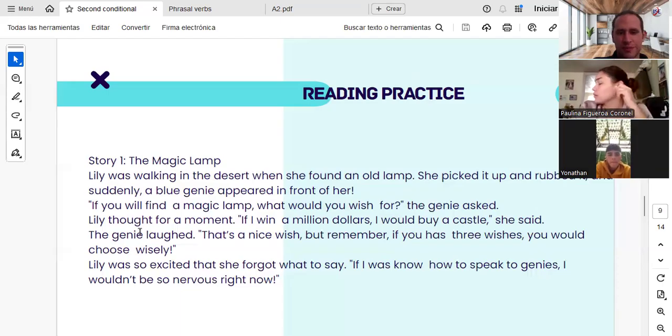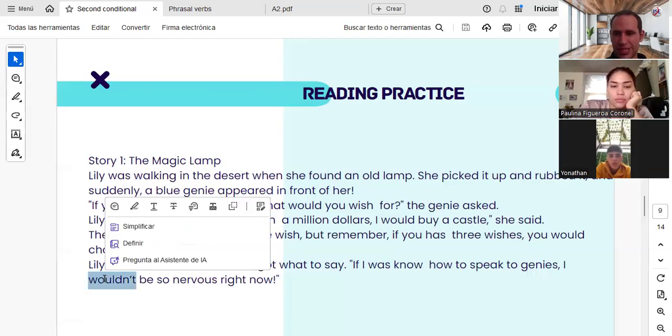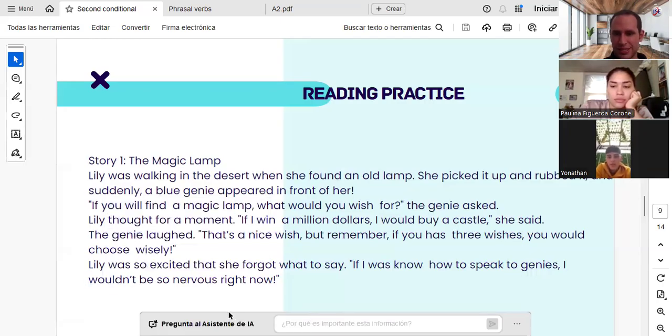What's the meaning of wisely? Wisely. Sabiamente. Okay. Wouldn't. Como wouldn't, no estaría, algo así. Si no estuviera tan nerviosa ahora, ajá.